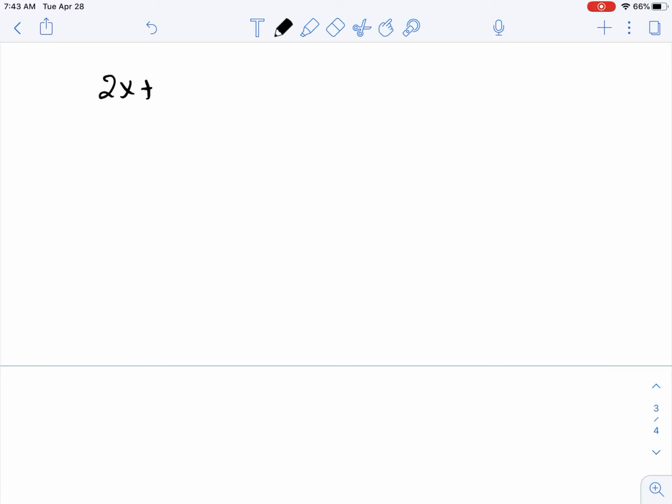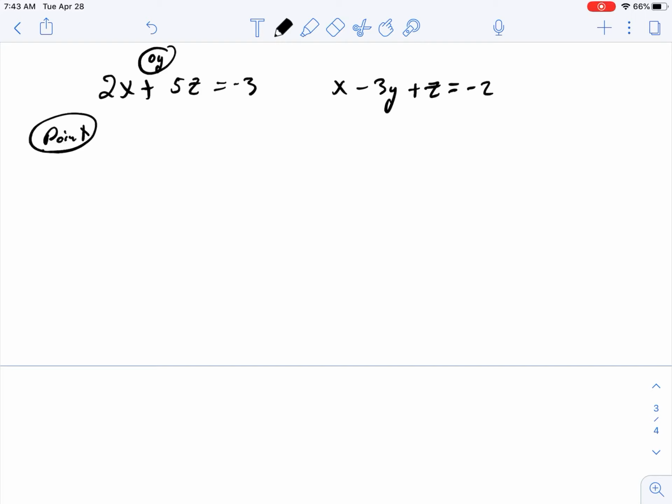So let's do another example here. Here's my two planes. I have 2x plus 5z equals negative 3. And let's say x minus 3y plus z equals negative 2. So that would mean 0y in the first one. Therefore, let's find the point first.